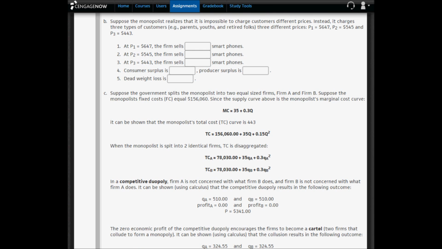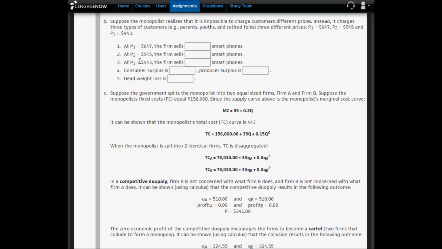Suppose the monopolist realized that it is impossible to charge customers different prices. So instead, it charges 3 types of customers different prices. It charges parents $647, youth $545, and retired folks $443. In number 1, we want to know how many units the firm sells at the price of $647.